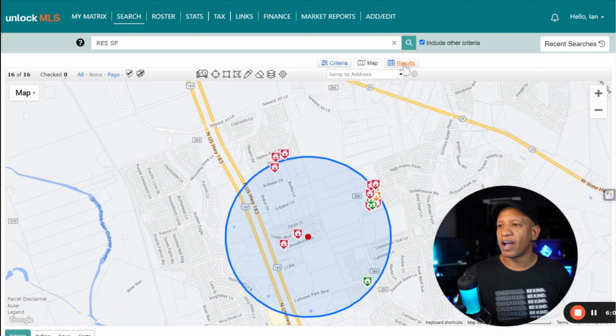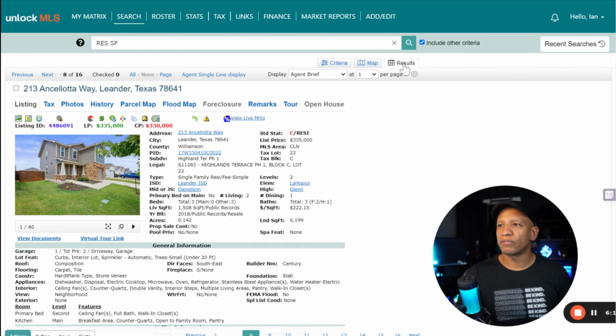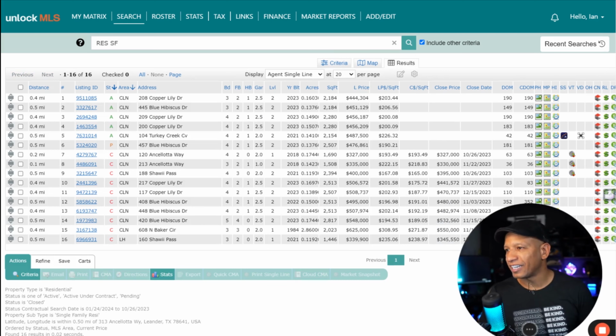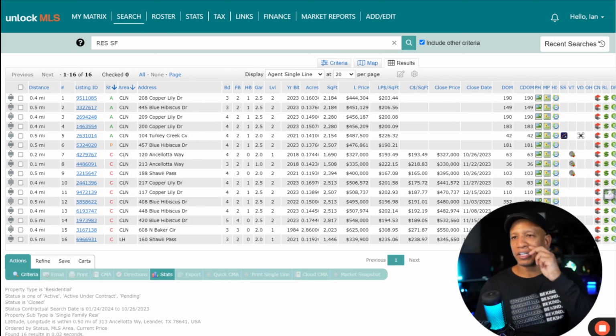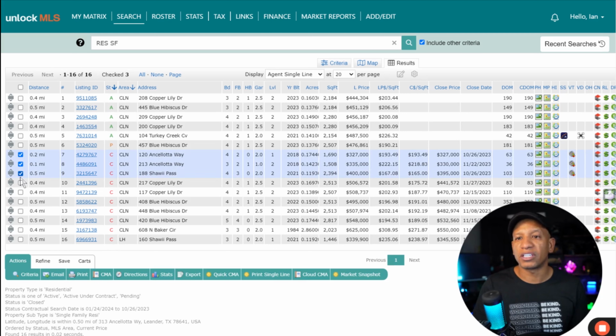So now I'm going to show you how the results work. When we look at the results, I'm going to go to single line. This is what agents see. And I'm going to discuss what the columns are because it's really important for you to understand. Okay, so first column is status. Remember I said you have active, pending, and closed status. We're only focused on the closed status homes, right? That's all that matters. You'll notice there's no other data over here.